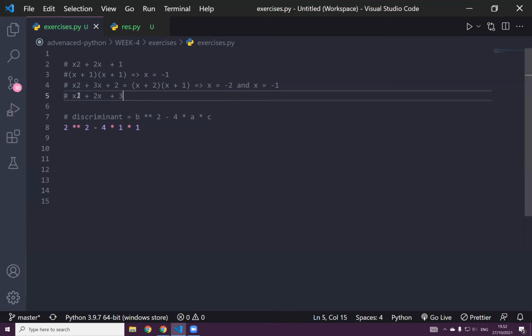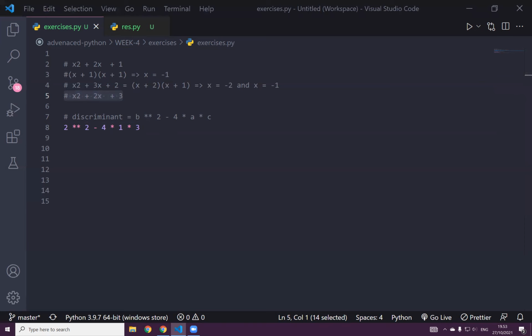Now let's try this one. What is a? A is also 1, but b squared, right? B is 2, to the power of 2 is 4. For a, 1, c is 3. So now, as you can see, we have 4 minus 12, which is minus 8. It's less than 0, so this doesn't have a solution set. Of course, it may have one, but it will not be a real value.